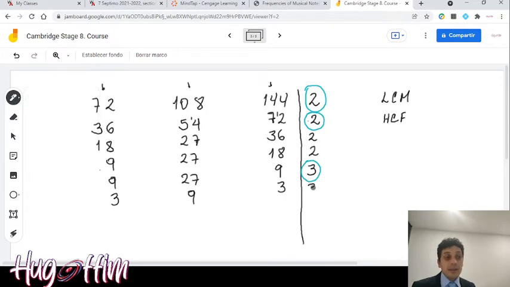Now again, 3 divided by 3 is 1, 9 divided by 3 is 3, and 3 divided by 3 is 1. And look, another common factor I'm going to circle.